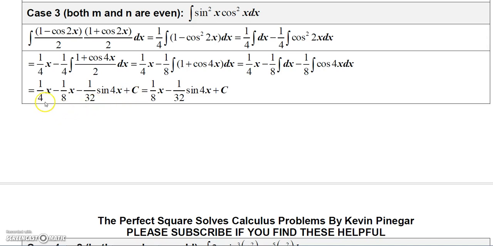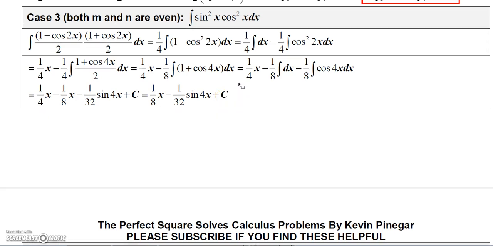And then the other thing you can do is, since these are like terms, you can say, okay, what's 1/4 x minus 1/8 x? And you can get a common denominator and show that that just equals 1/8 x. So your final answer is 1/8 x minus 1 over 32 times sine of 4x plus a constant. Okay? So that completes the three cases for integrals of products of powers of sine and cosine.